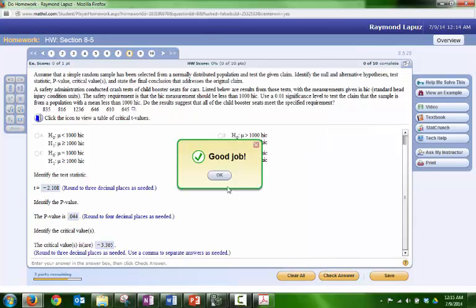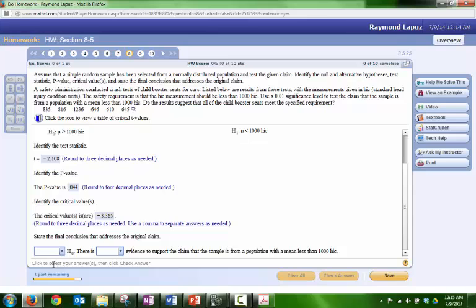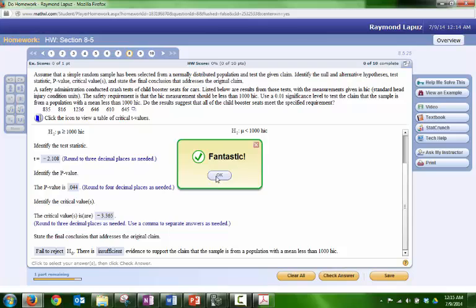Okay, and then our final conclusion is that we failed to reject the null hypothesis, so we did not have enough evidence to support the claim. Let's check that, and we got it.